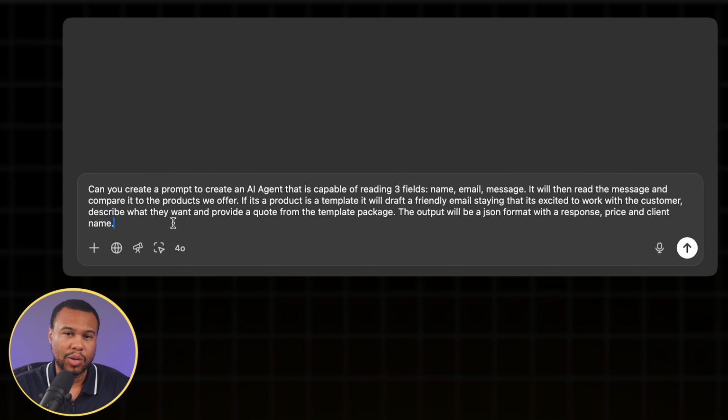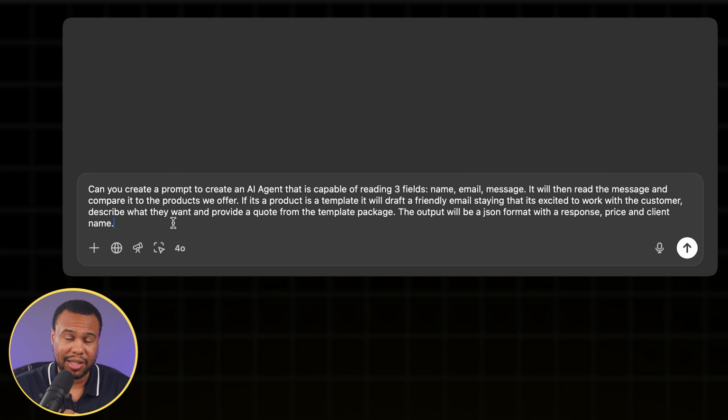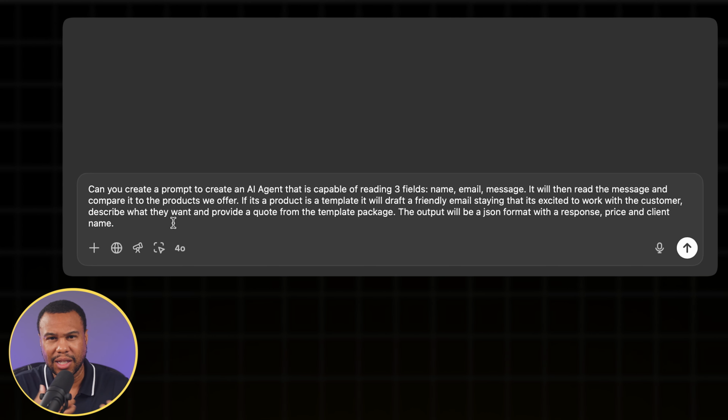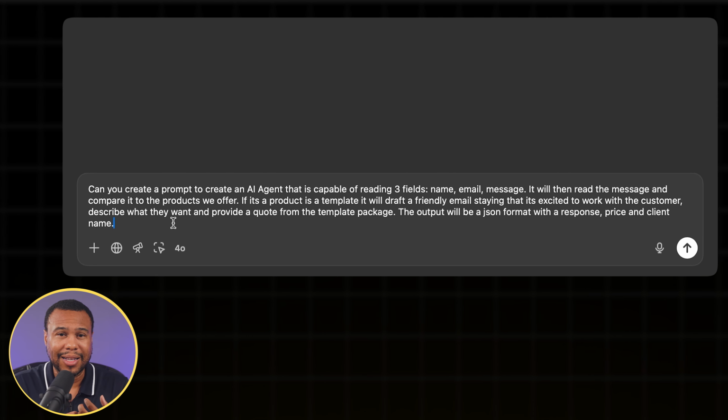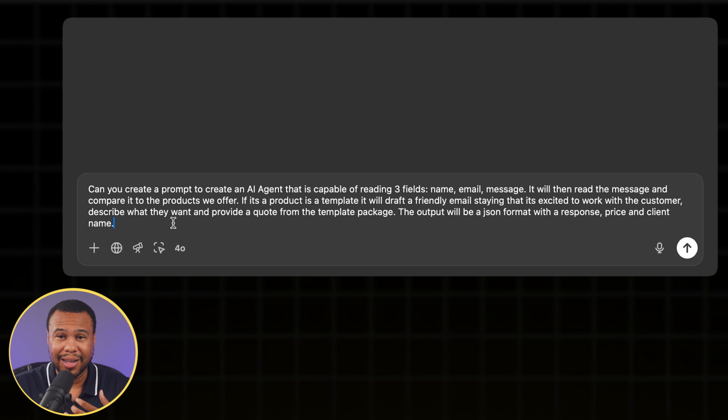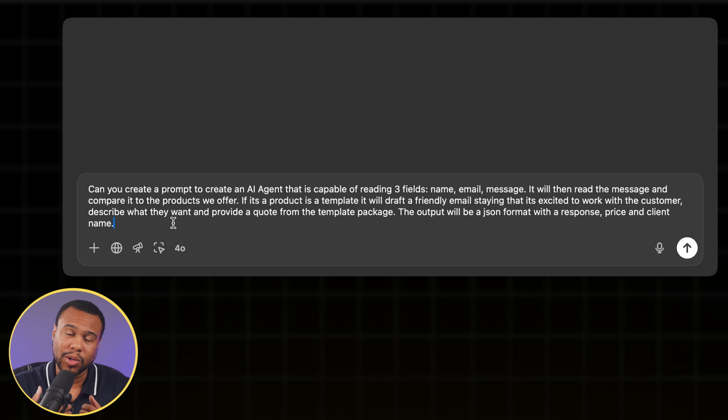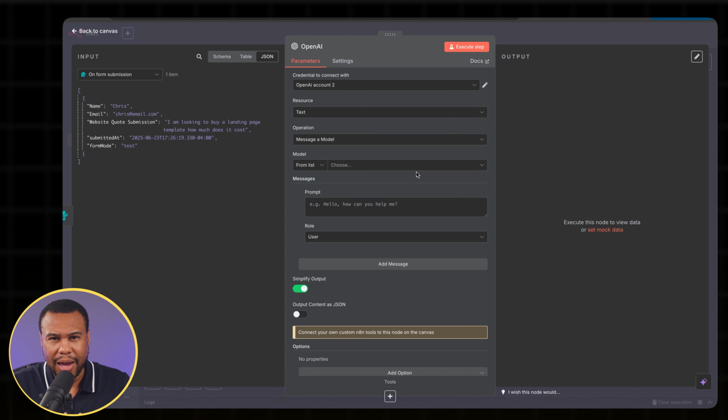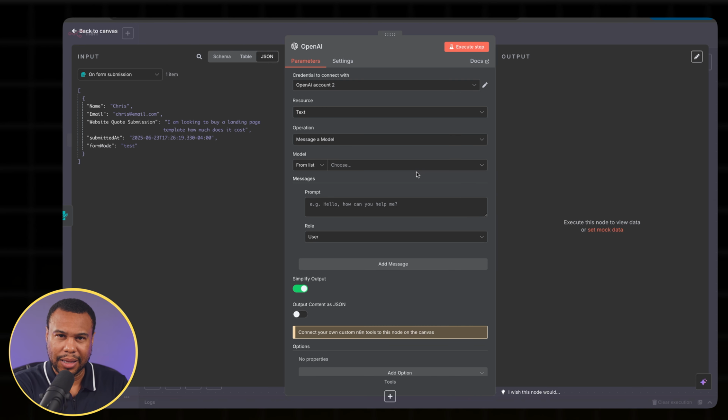Now, the other thing we need it to do is output JSON because, again, that's how we're making sure that these nodes can speak to each other. So we're going to ask it to output the price and a client name in JSON format, and we'll use that for the next node. Now that we have the prompt that we're going to use, let's finish building out our AI agent.